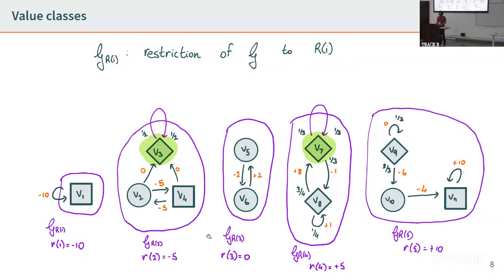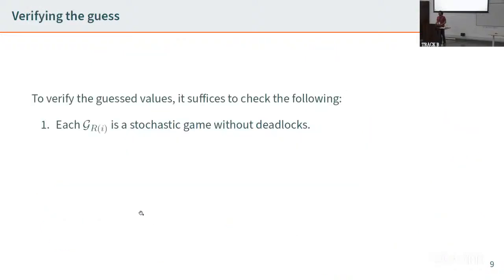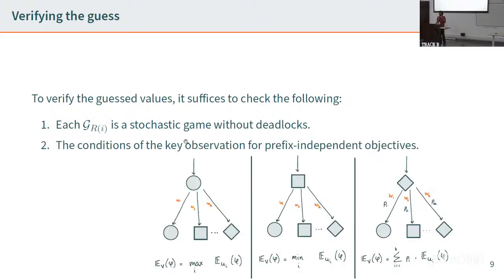Now I'll finally come to our algorithm to verify our guess. So I'll give 4 conditions that we claim suffice to verify the guesses. First of all, the first condition is that each restricted graph is in fact a game. By that I mean it does not have deadlocks. Okay, and we also want the observation that I pointed out before to hold for every vertex. So these are 2 things that we need to verify.